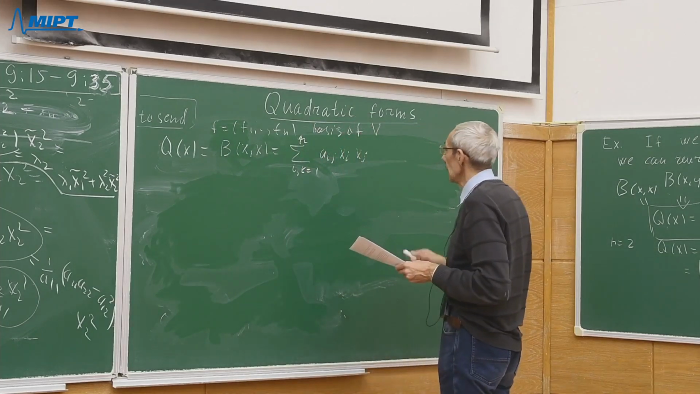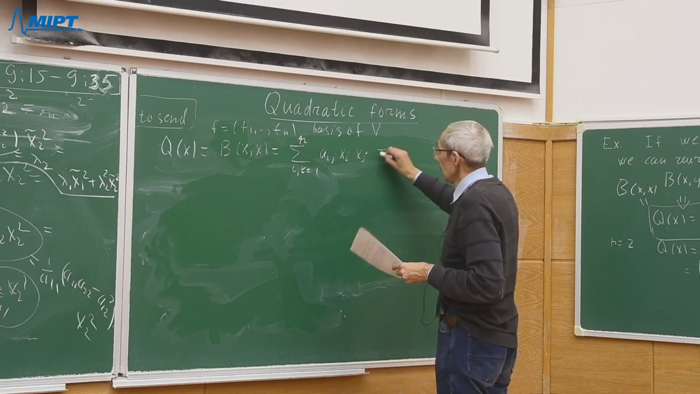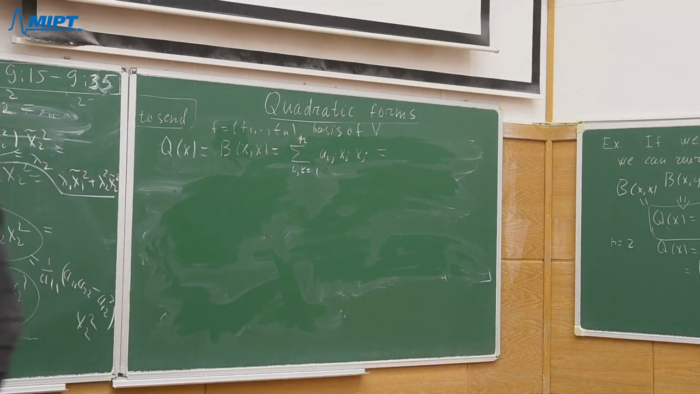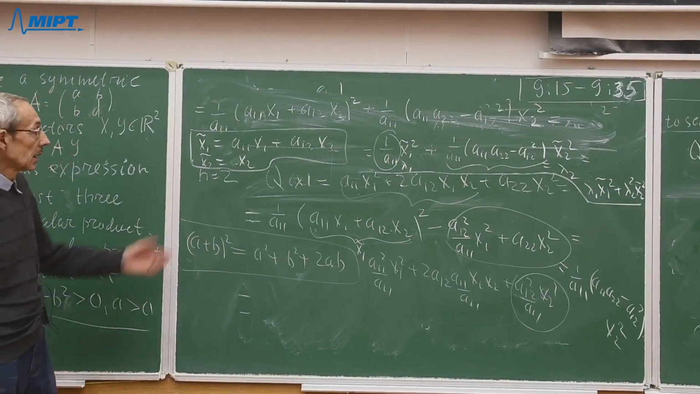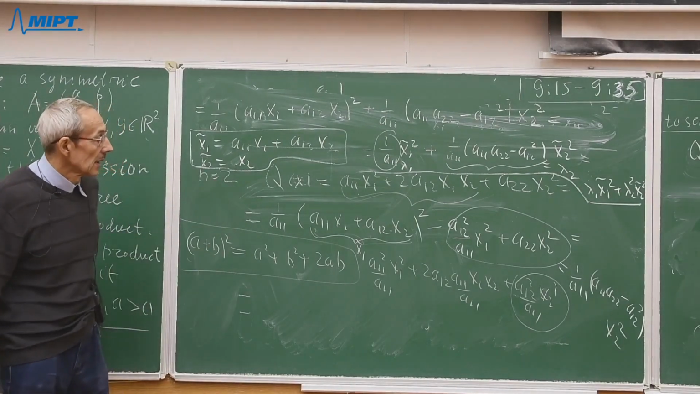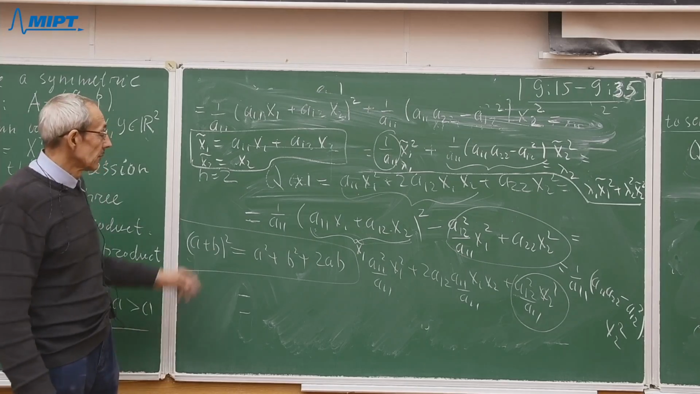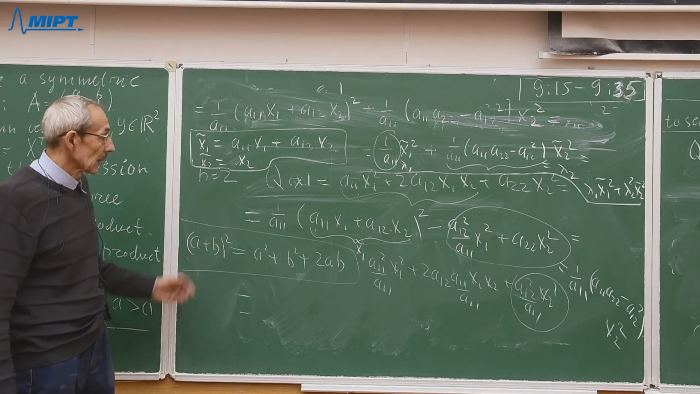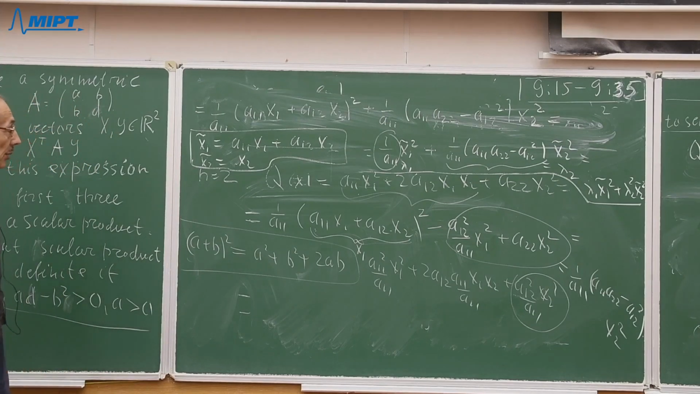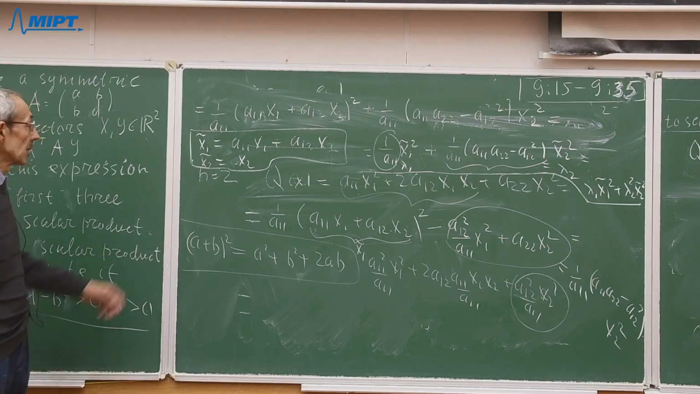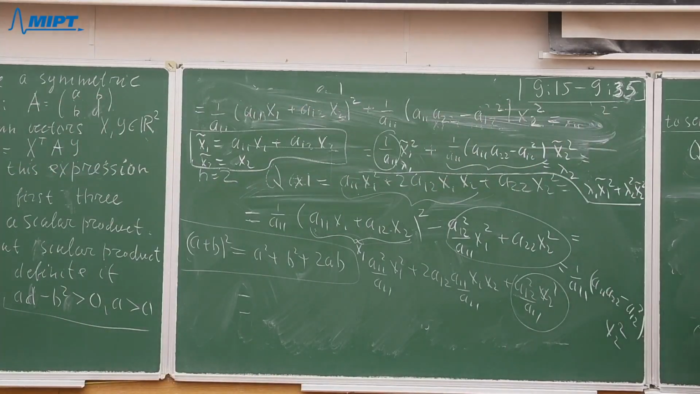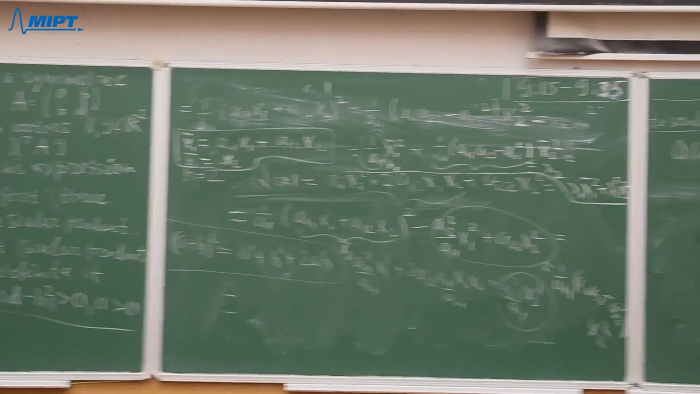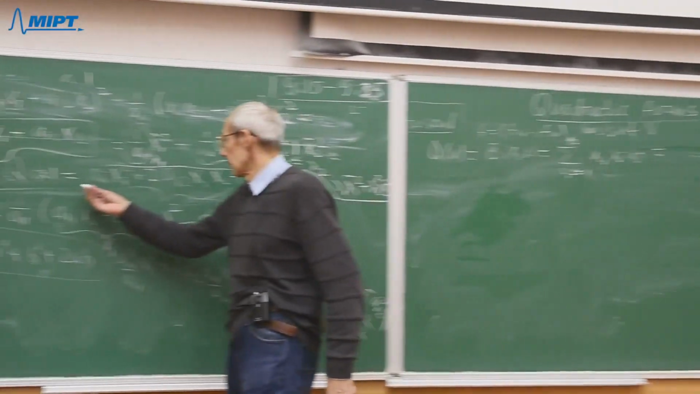Now I will repeat the main step which we did when we solved the previous problem, when we reduced the quadratic form to the canonical form in the case when the dimension n is equal to 2. We will repeat the main step in the general situation. What does this mean on the first step?